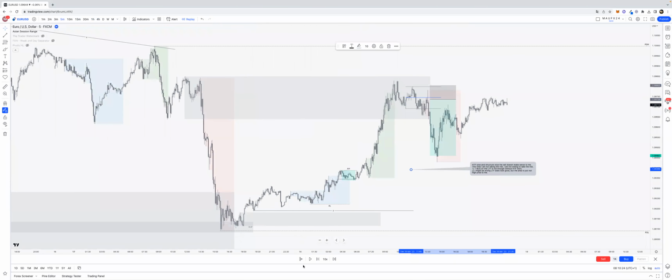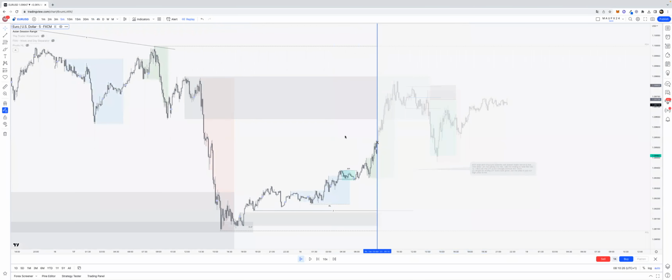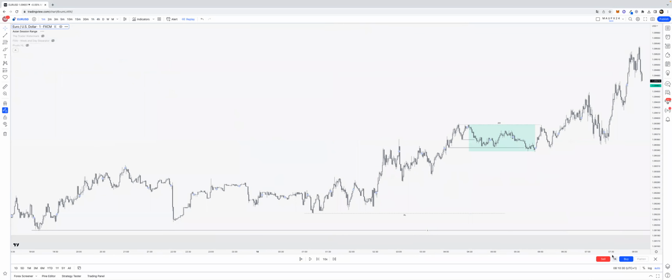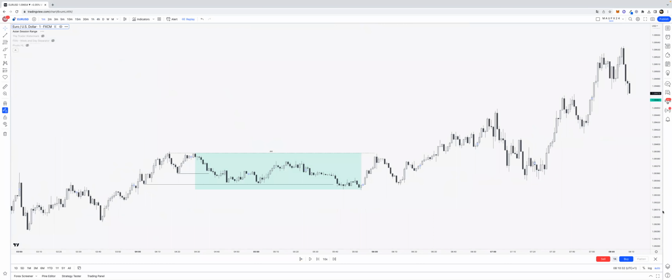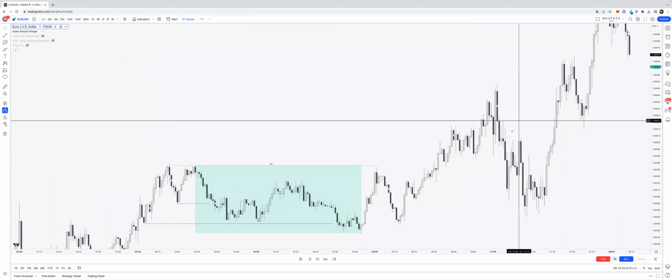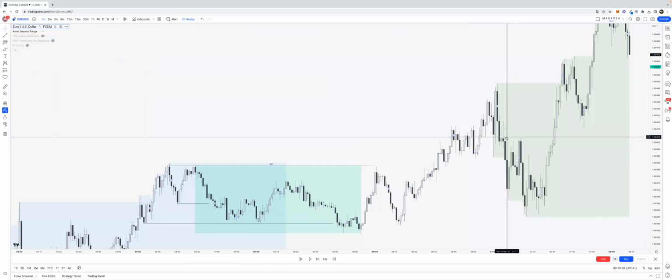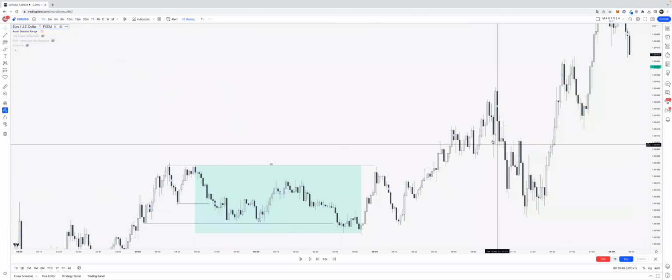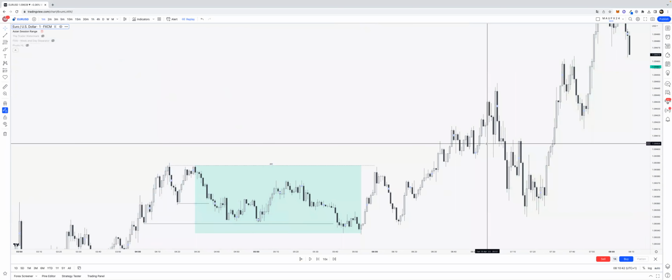So let's replay a little bit further back. You can see that over here we got those early sellers, and then we got a nice strong break, especially over here. Price got stronger. I was like, should I enter? Should I enter? No, I'm not gonna enter. Glad I didn't. Glad I didn't.